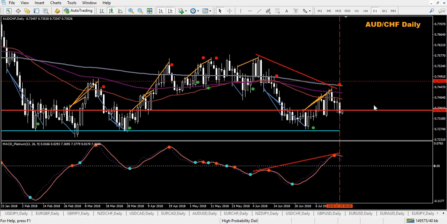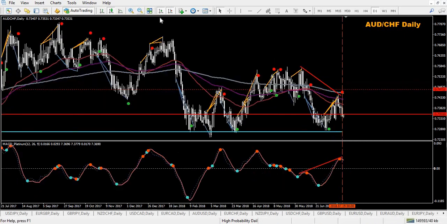Aussie Swiss, just a new sell trade this morning. Again, similar divergence. Prices are lower, MACD's higher. It's hidden bearish divergence. Price has gone up towards the 240 LMA and bounced off it down.